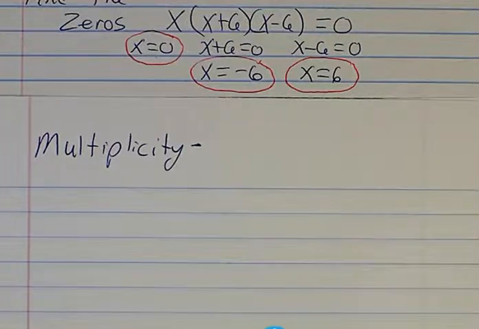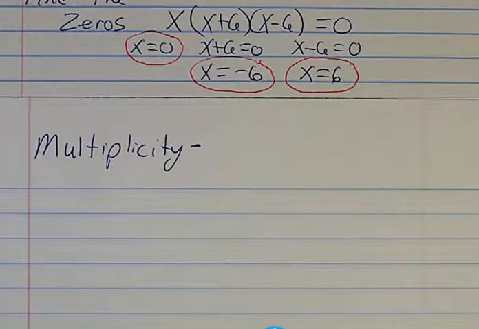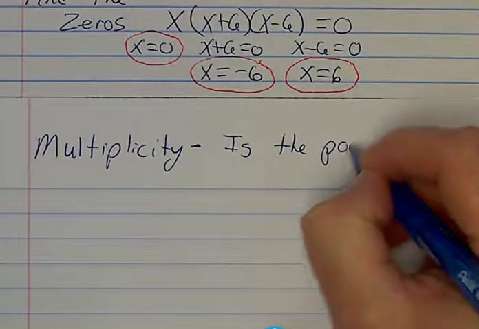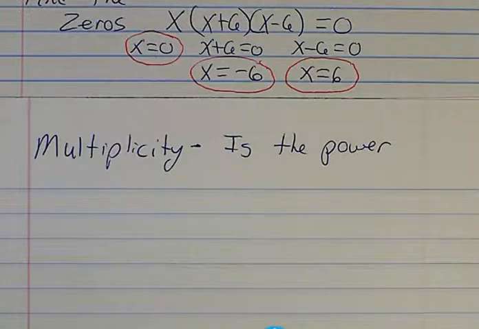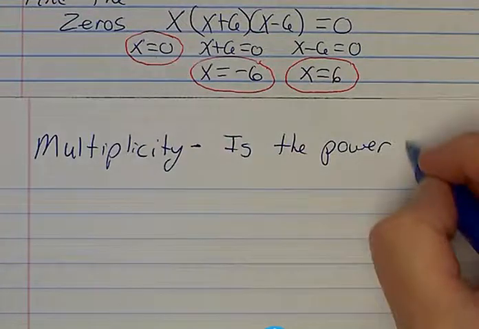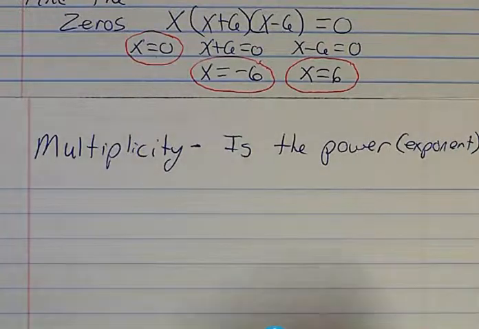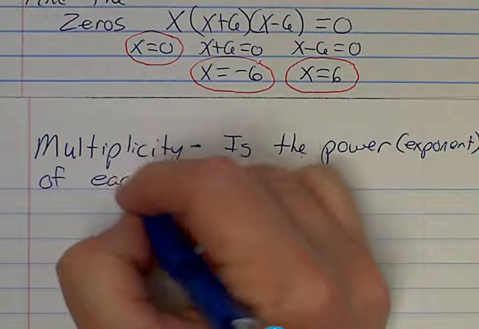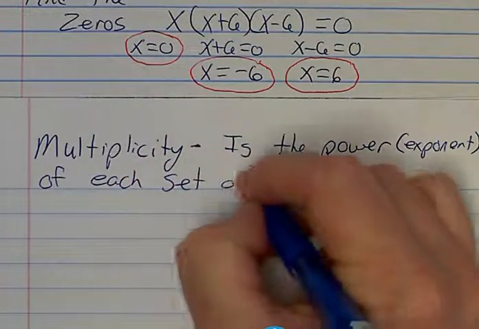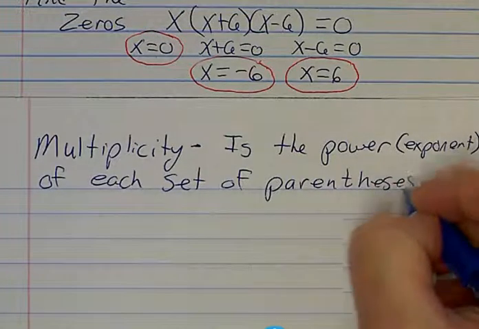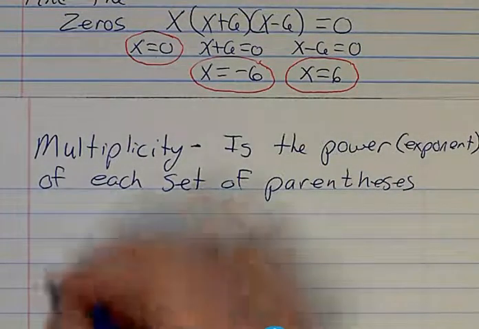Okay, so here's what the multiplicity is. With a multiplicity, all that you're looking for is really pretty simple. Multiplicity is the power or the exponent, whatever you want to call it, of each set of parentheses in factored form.